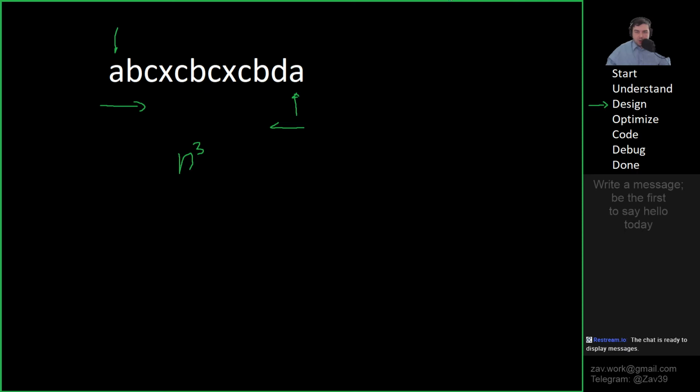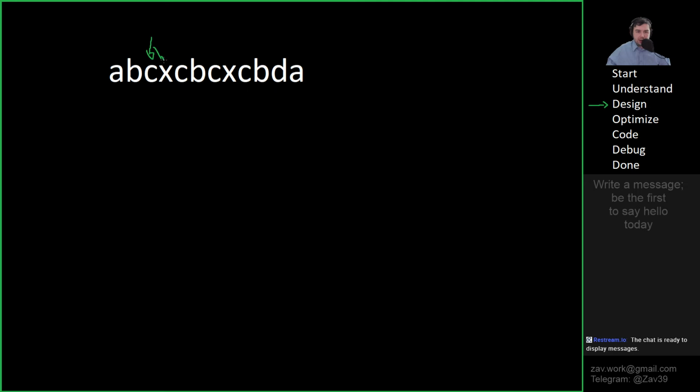So we have n cubed, which is huge. We can try another approach. Instead of creating a substring every time, we can start with every letter as a pointer to the middle of the palindrome. For example, we start with letter B and we check A and C. They are different, so we skip this one. Okay, then we go to the next letter.